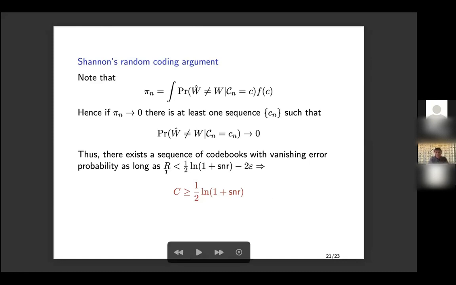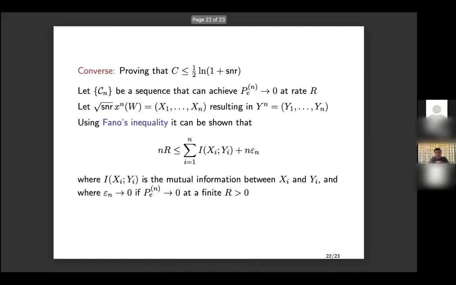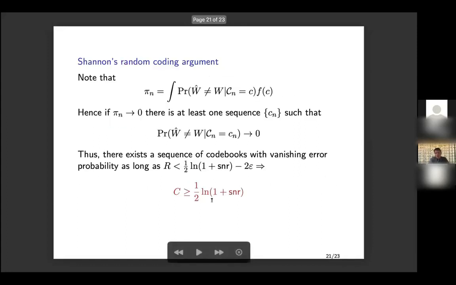So we actually proved that since the error probability goes to zero for any rate not bigger than 1/2 log(1 plus SNR) minus 2 epsilon, capacity cannot be smaller than that number. So now we have a lower bound. And then I will just skip through the other one. We don't have time for the details, but to prove equality, the next step is to prove that the capacity cannot be bigger than this number. We just proved that it's not smaller than that number.